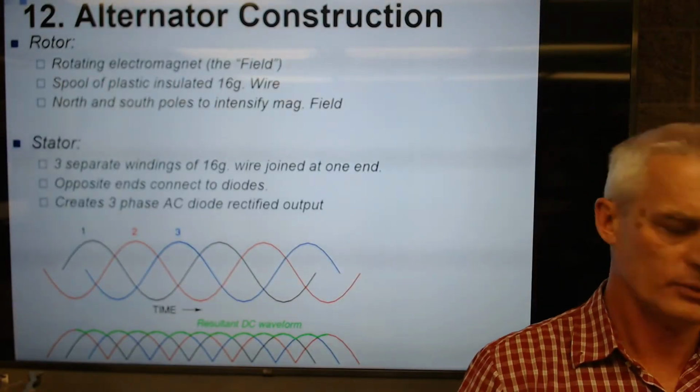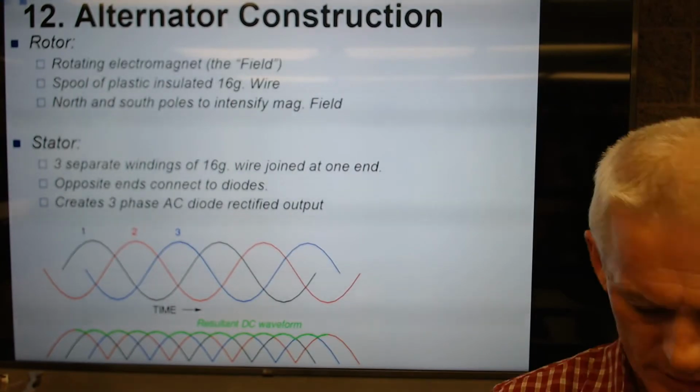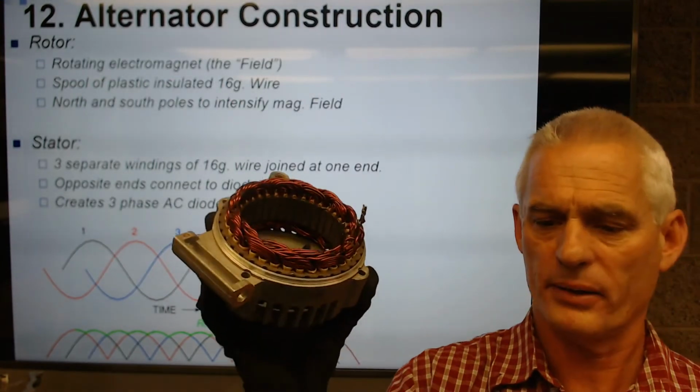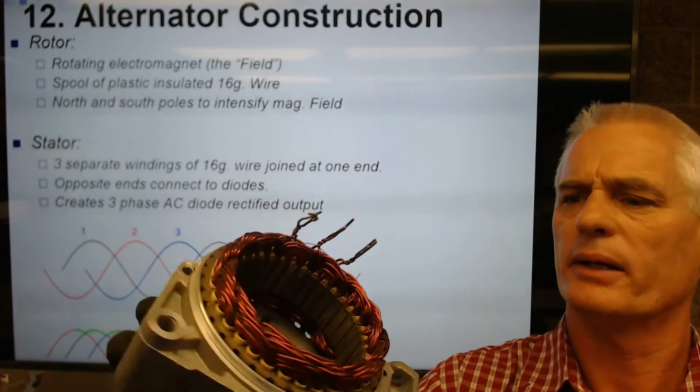Next, we have what's called a stator. And the stator is a group of 3 or 4 pairs of wires, as you can see joined here.